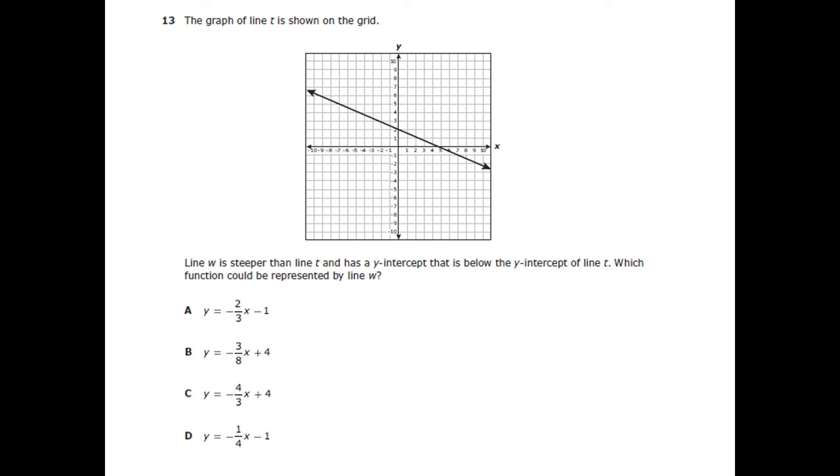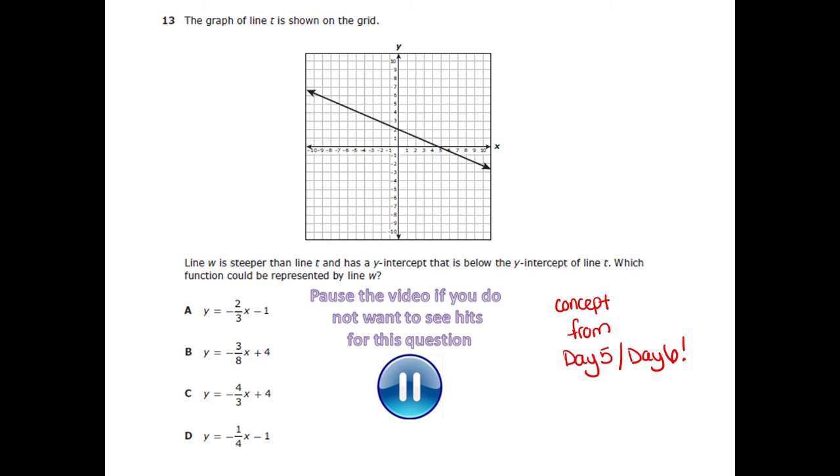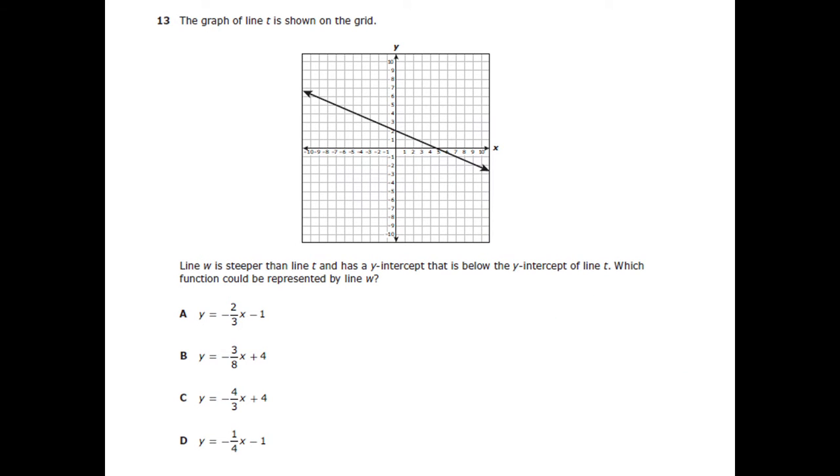Okay, number 13. Number 13 is easy and hard all at the same time. It's hard because there's a lot of steps we need to do. But hopefully you're trained and you know exactly how to approach this question. We did these concepts on day 5 and day 6. Okay, first hint. First hint is we need the equation of line T. Line T is what's shown on the picture.